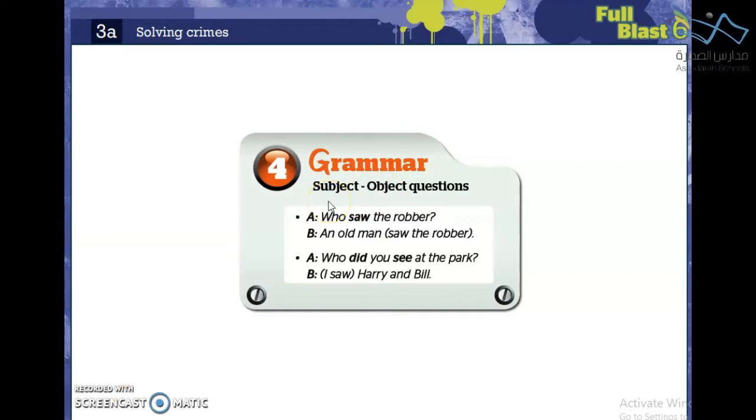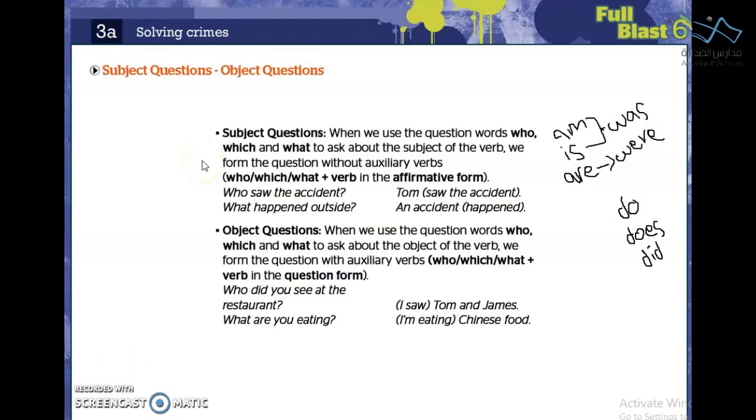And as we know, the subject is the doer of the action, while the object is the receiver of the action. So this is the difference between the two. And also there are some differences in forming the questions regarding the subject or the object. If you want to ask about the subject, so subject questions, when we use the question words who, which, and what, we do not use any of the auxiliary verbs.